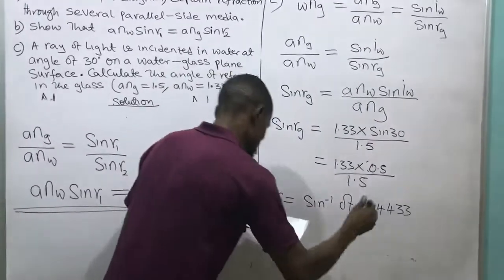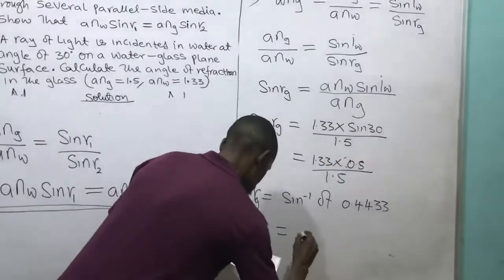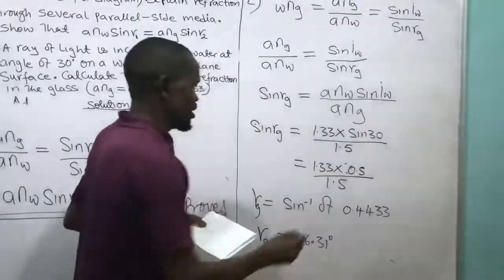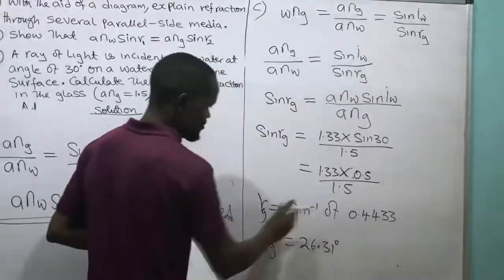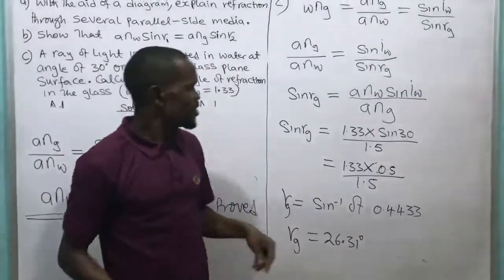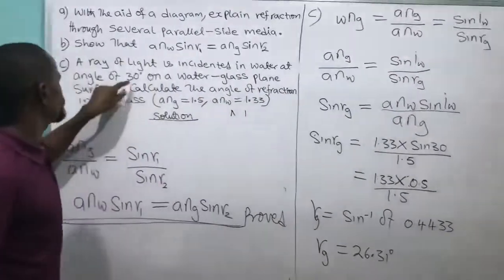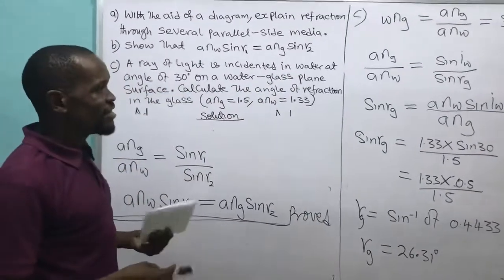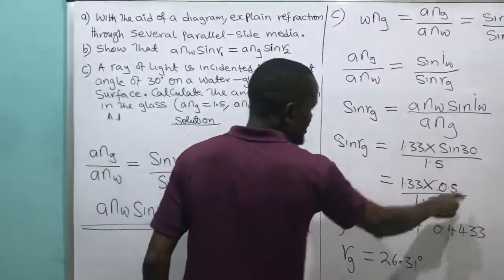When you do that, the refraction angle r in glass will give you approximately 26.31 degrees. You see what we did here? Multiply them and divide with your calculator, it gives you this. Find the inverse of this, and that will give you this. And that's what we have for you today. They gave me the incident angle in water as 30 degrees. The incidence in water is at 30 degrees. Then sine 30 is 0.5.